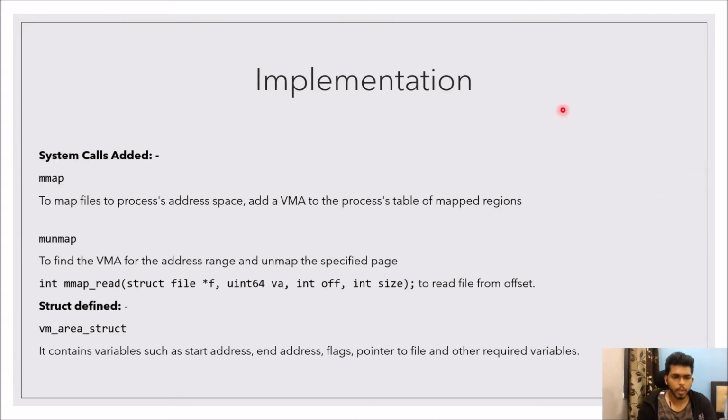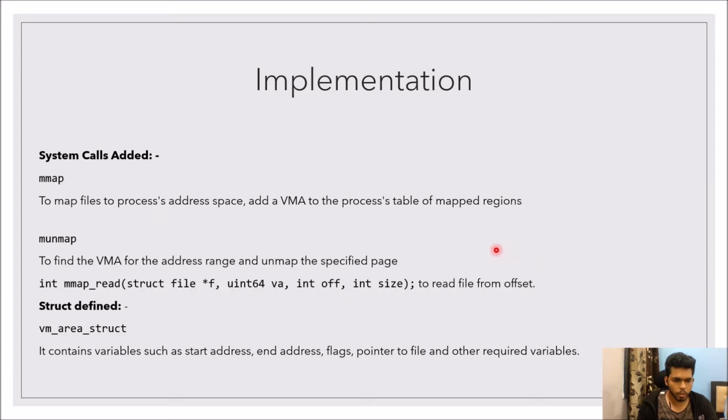Now let us discuss the implementation in somewhat detail. System calls that have to be added: mmap and munmap. The function of mmap is to find an unused region in the process's address space to map the file and add a virtual memory area to the process's table of mapped regions. Second, the munmap system call. The function of this is to find the virtual memory area for the address range and unmap the specified page.